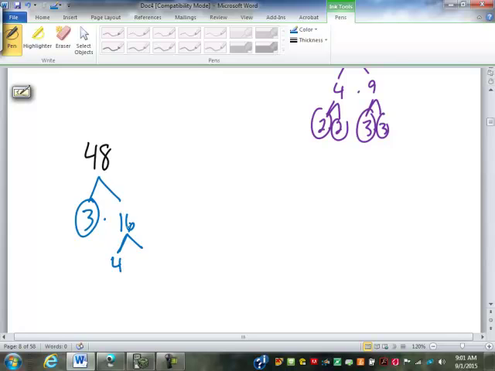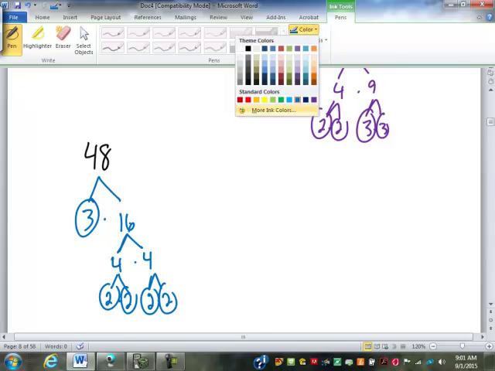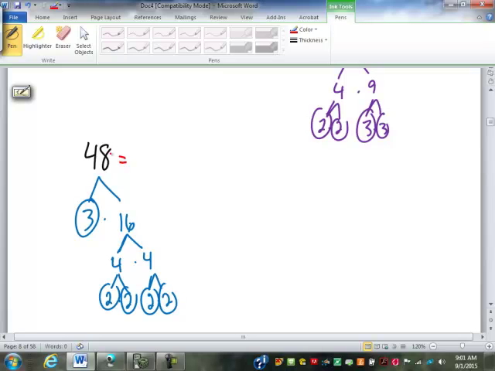4. 16 divided by 4 would be 4. So 4 times 4 is 16. Is 4 prime? No. So I keep going. 4 splits up into 2 times 2, which is prime. This 4 then will also be 2 times 2. Putting them in order from smallest to largest, 48 breaks down into 2 times 2 times 2 times 2 times 3.